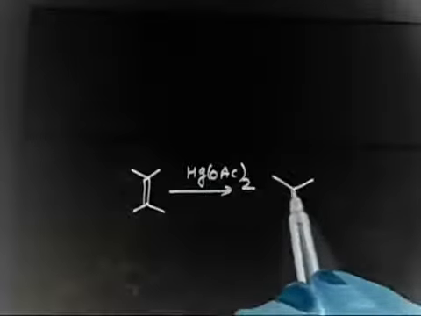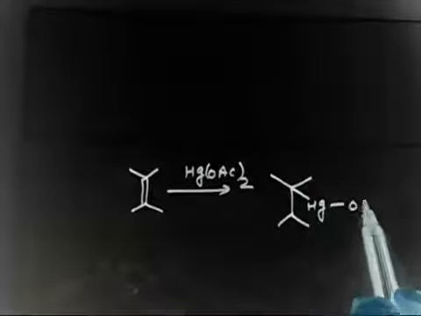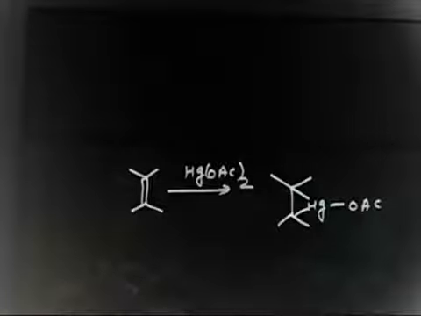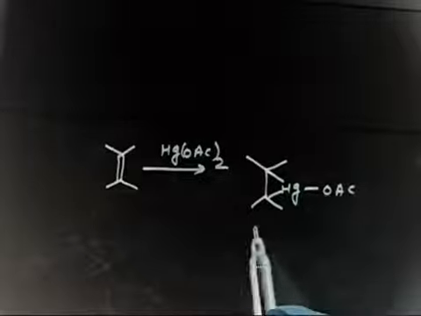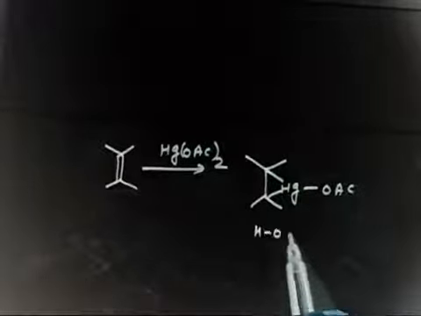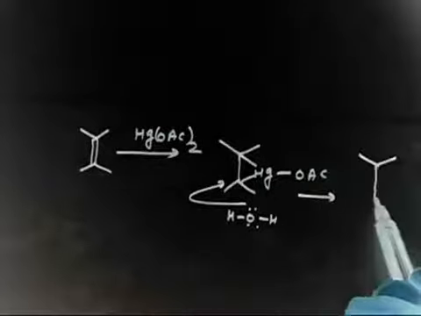the class, it first forms a cyclic intermediate, HgOAc. Are you getting or not? In the next step, if you have HgOAc and H2O, H2O can attack. So this is the mechanism for this reaction. And if you lose H plus, you will have something like this.